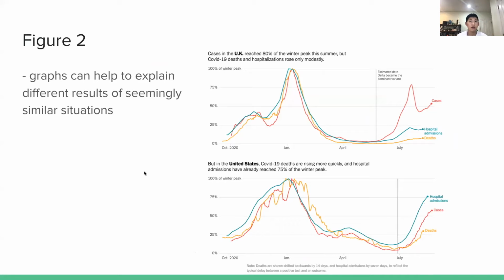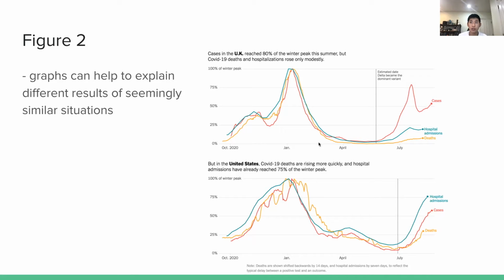In this second figure, we'll be looking at the UK versus the US and how they fared in response to the Delta variant becoming dominant. And these two graphs will help to explain why there can be different results even when faced with similar situations.